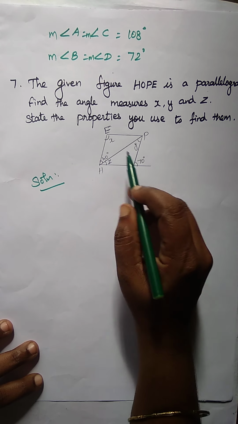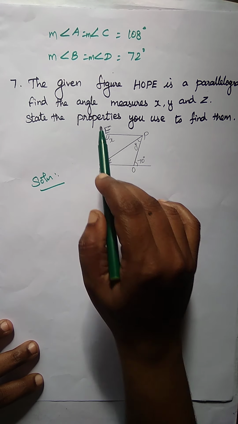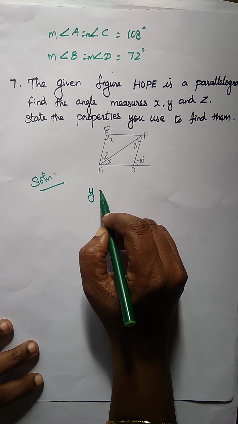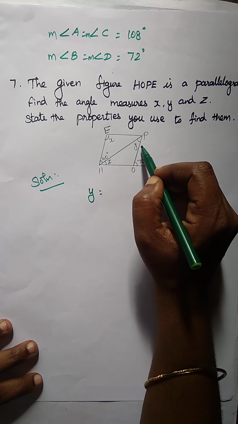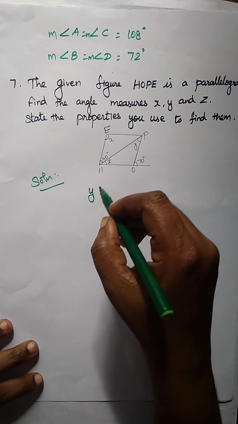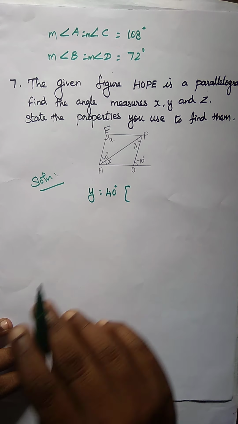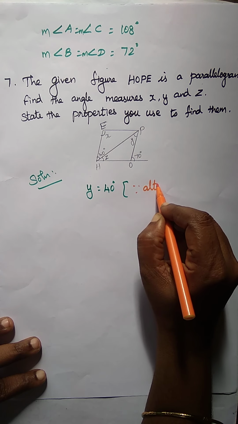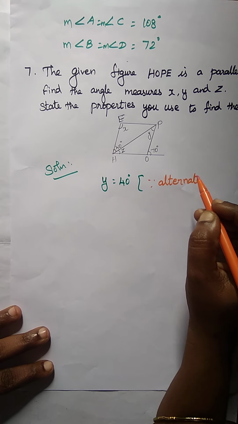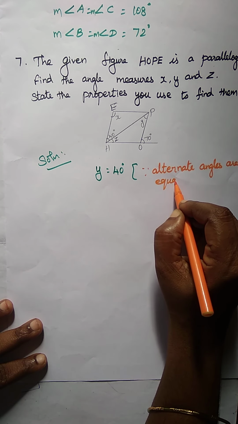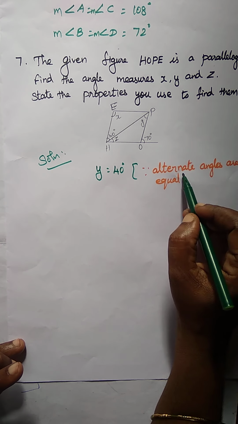See the question, the diagram is given in this question. The given figure is given. So solution: see this Y and 40 degree are alternate interior angles. Alternate means opposite, Y and 40 degree. So Y angle is equal to 40 degree. So you write the reason, alternate angles are equal. Okay, now Y we have found.